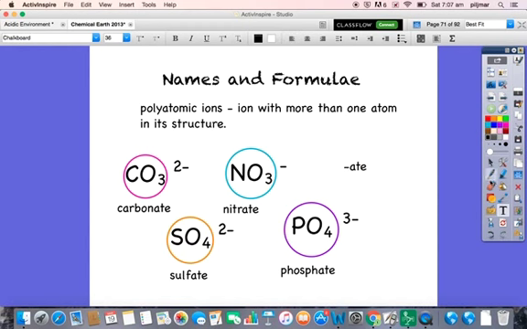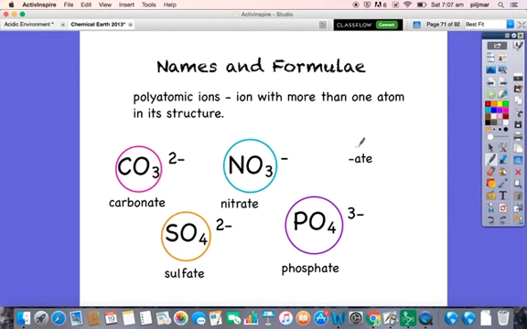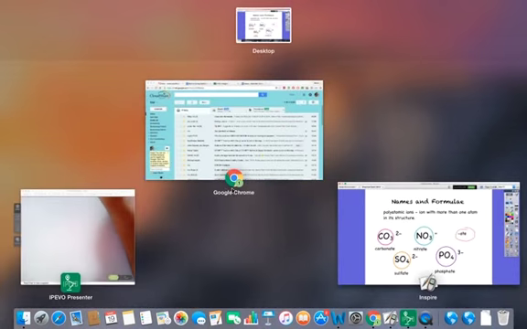So I wonder if you can work out, and we'll go through this in class, what does the "ate" represent? If they've all got "ate" in their names as the suffix, what does that link to within their structure? Now we're going to move on to the compounds that these particular polyatomic ions can form.